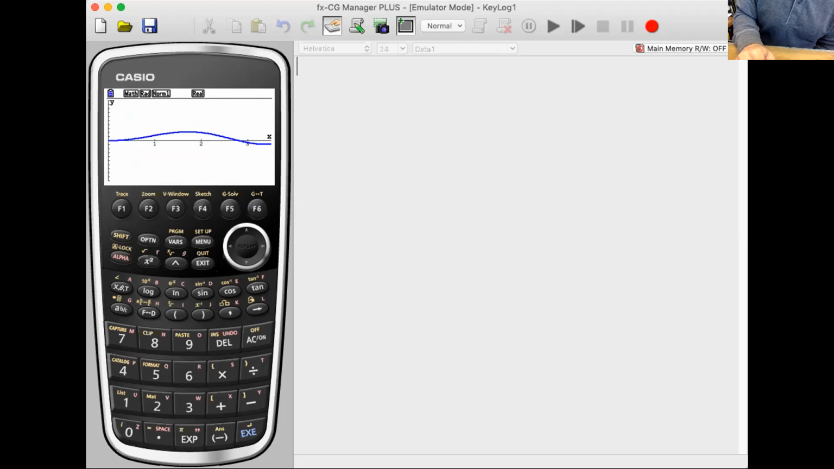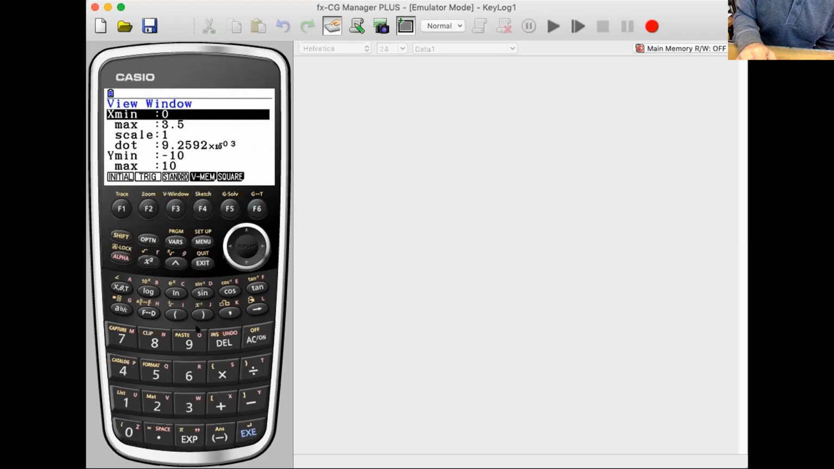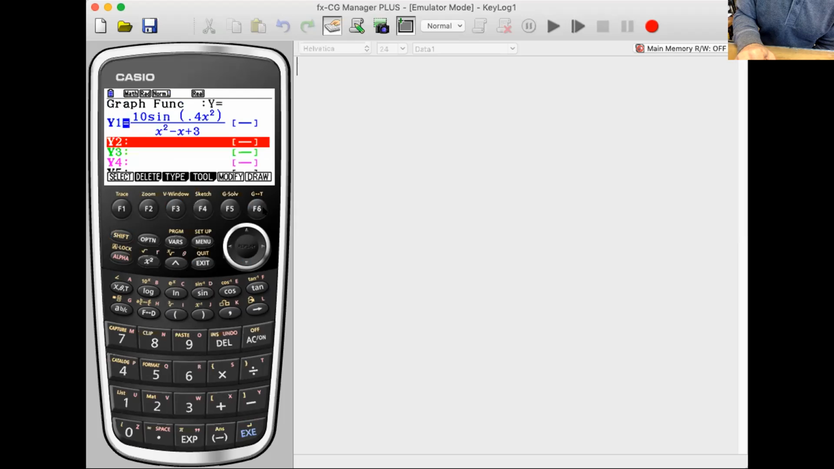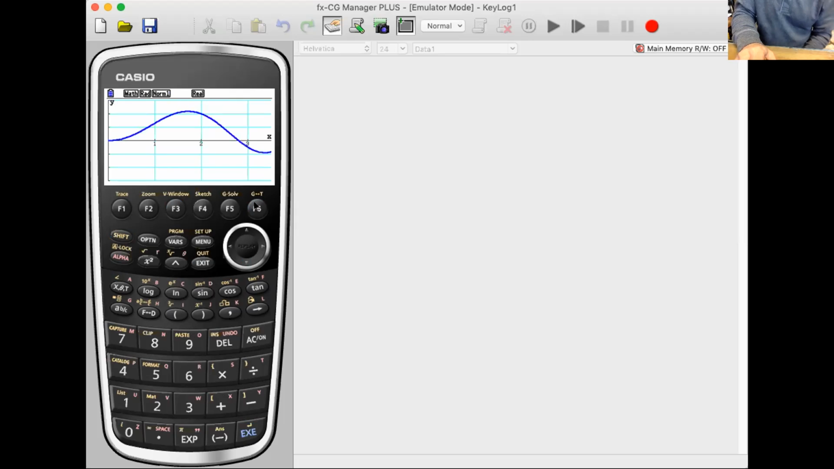And I'm going to change the window slightly to make it smaller. Let's go from -3 to 3 and see what that looks like. Yeah, I like that better. Alrighty, that gives me a bigger view.